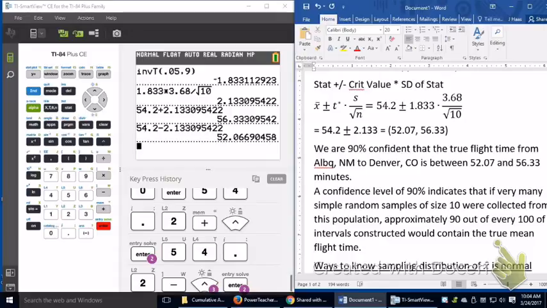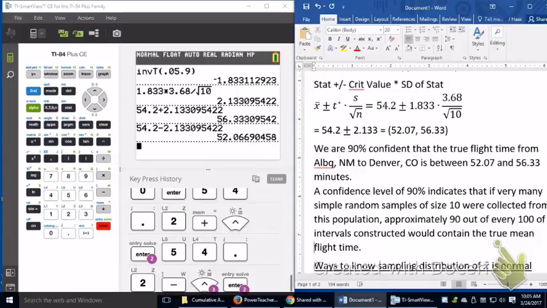So the true mean flight time would be the population mean, yes. So we would be talking about the true population mean flight time. So the average flight time, not the time of an individual flight, thank you, but the average flight time. Anybody have any additional questions?